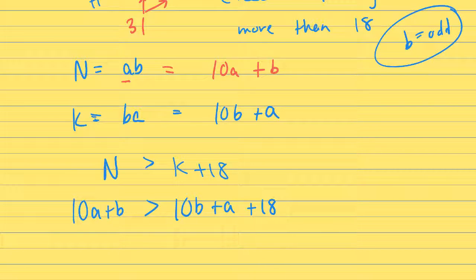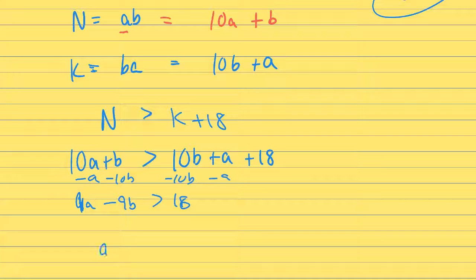So let's move our old stuff together. Let's move 10b over and move a over. This will become 9a when I subtract a from both sides. Then I'll subtract 10b from both sides. This will become 9a minus 9b is greater than 18. At this point, we have 9a minus 9b greater than 18. Divide everything by 9. It's logical to do that to make life easier on us. So the gap between a and b has to be more than 2.